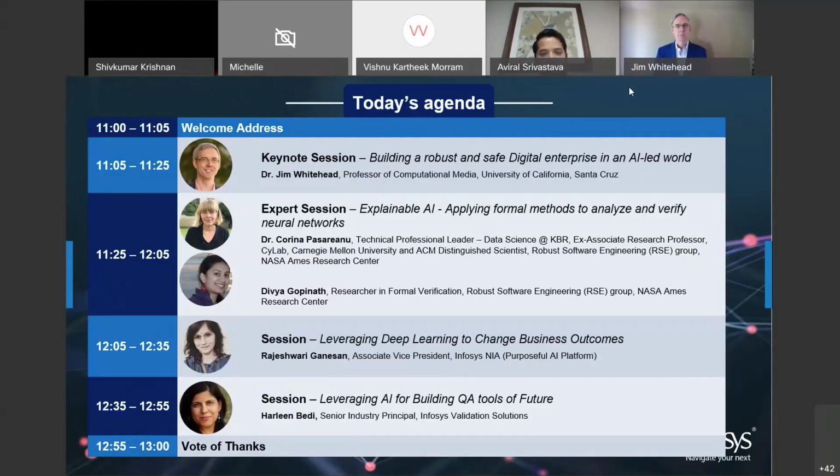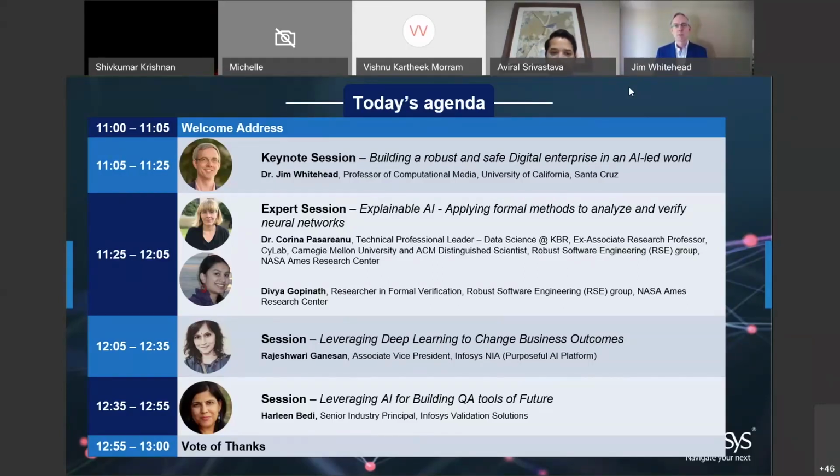The second session will be on explainable AI. Today, deep learning networks are a big black box and do not provide an explanation for the business decisions they make. This has a huge impact on business outcomes, especially when 80% of machine learning implementations that exist today will be transformed into deep learning models over the next 3 to 4 years. In this session, we'll talk about applying formal methods to analyze and verify neural networks.